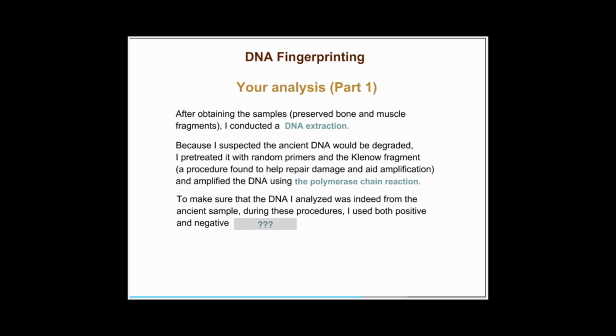To make sure that the DNA you analyzed was indeed from the ancient sample, during these procedures you used both positive and negative controls to test the quality of the experiment. A positive control, such as a modern DNA sample, would verify that the technique is working. A negative control, for instance no DNA, would show a lack of contamination.